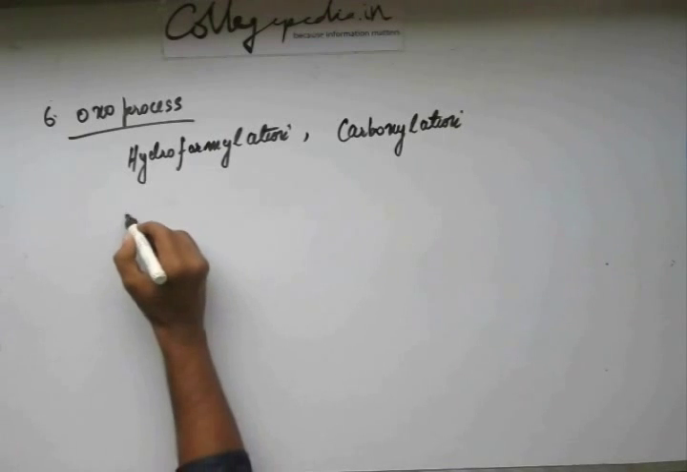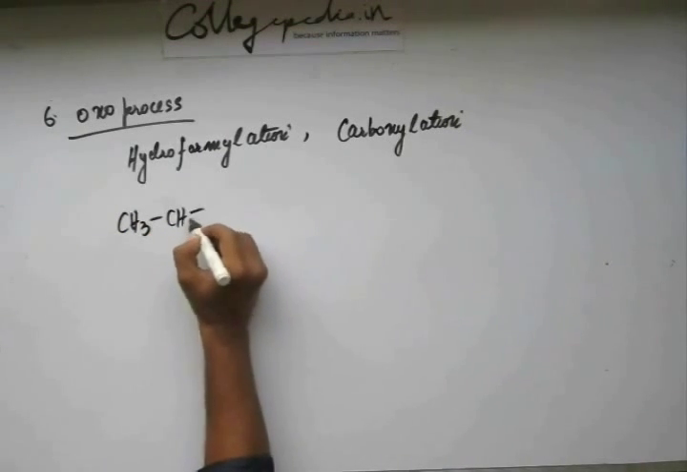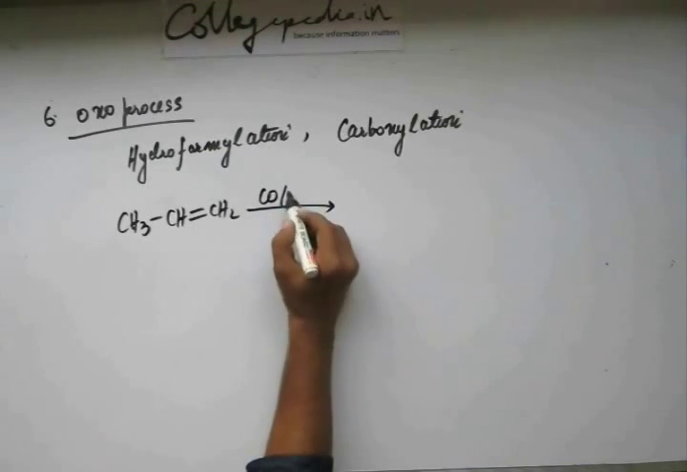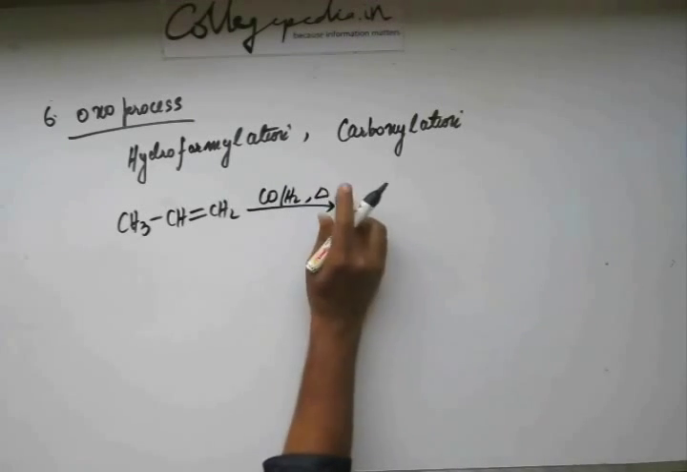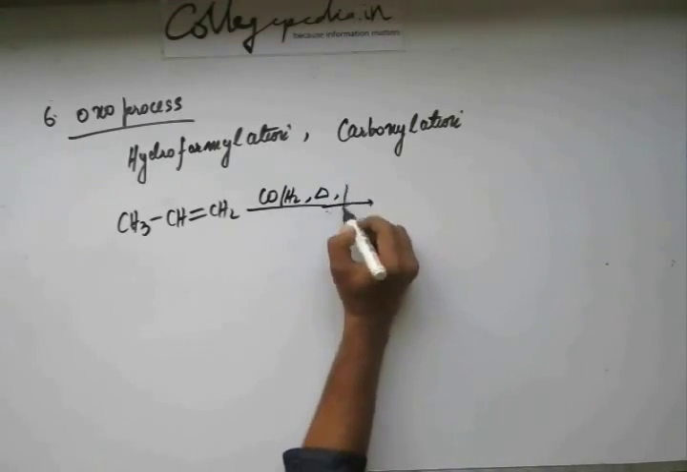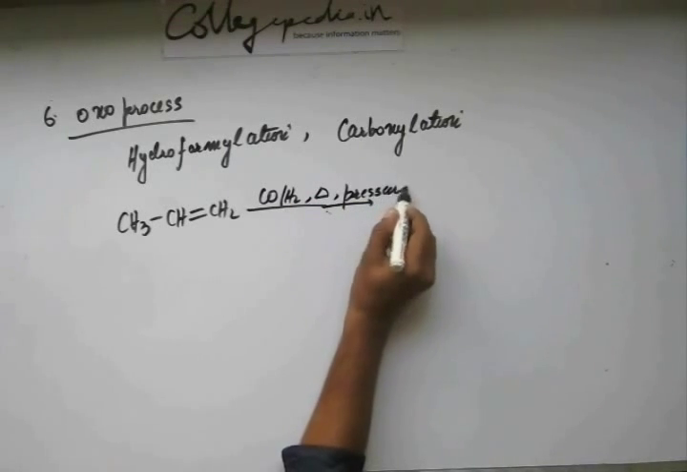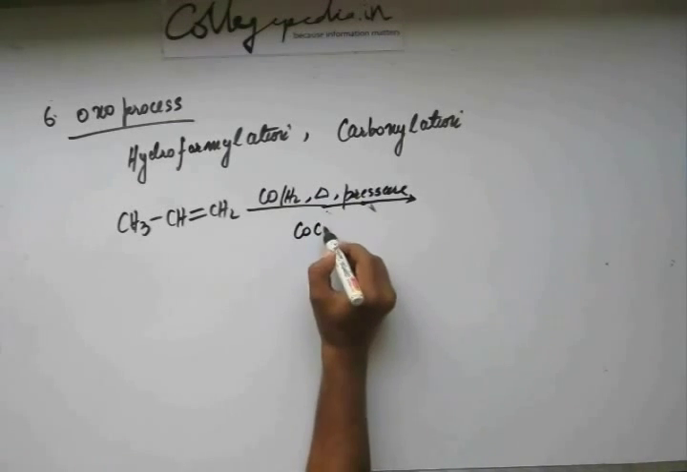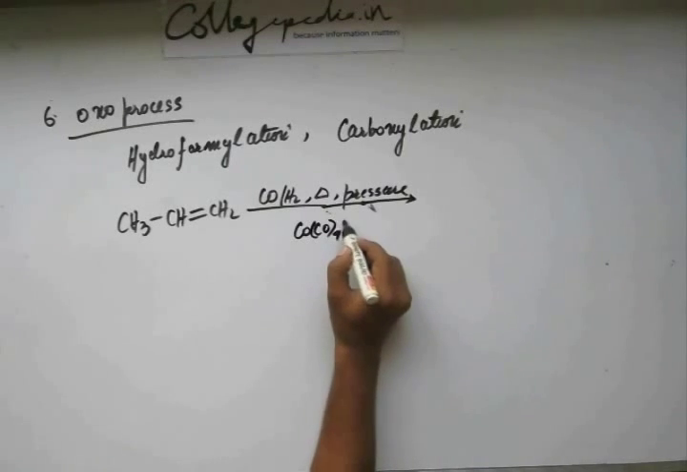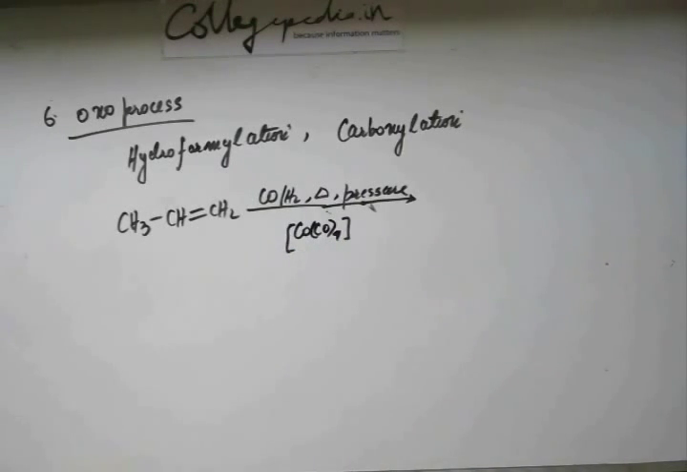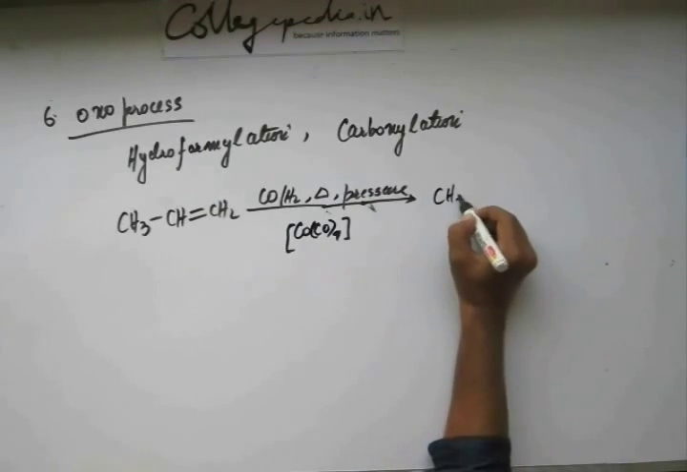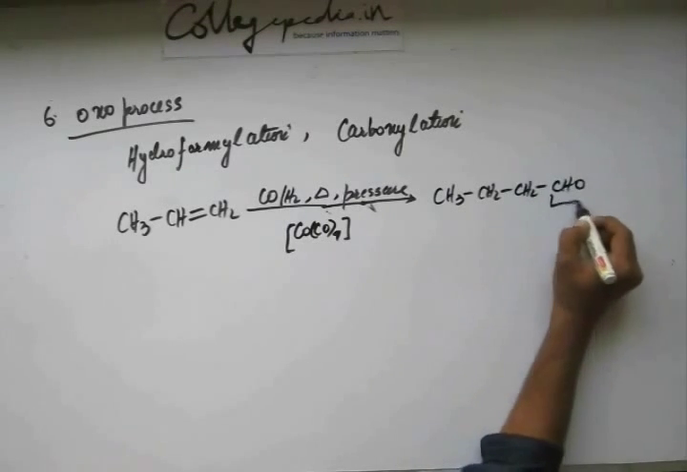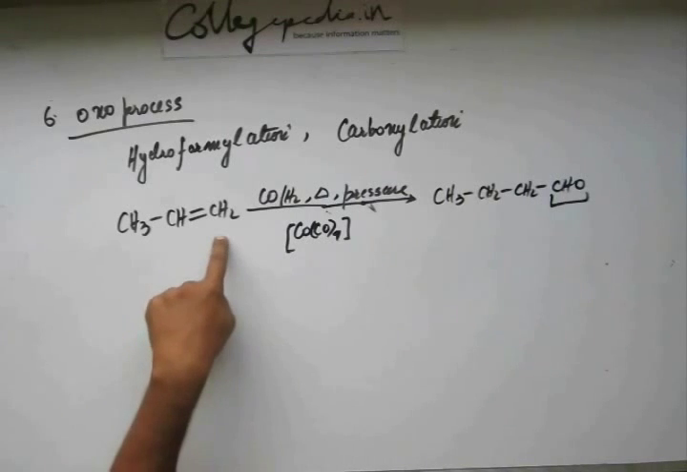Suppose we have propene, and I add carbon monoxide and hydrogen, a lot of heat and very high pressure, and in the presence of a catalyst like tetracarbonyl cobalt, then I get this group added on this alkene.